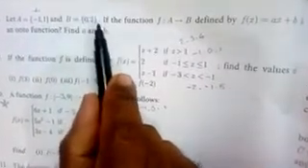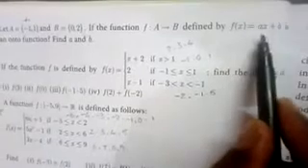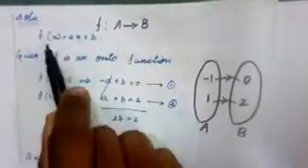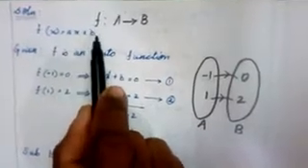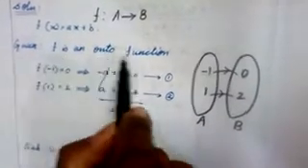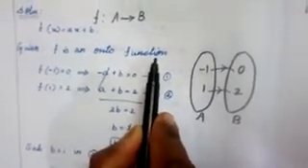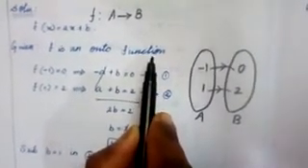If the function f from A to B defined by f(x) = ax + b is an onto function, find a and b. Given function f from A to B, the condition f(x) = ax + b. Then also given f is an onto function. Onto function means every element in B, every image, has a pre-image.